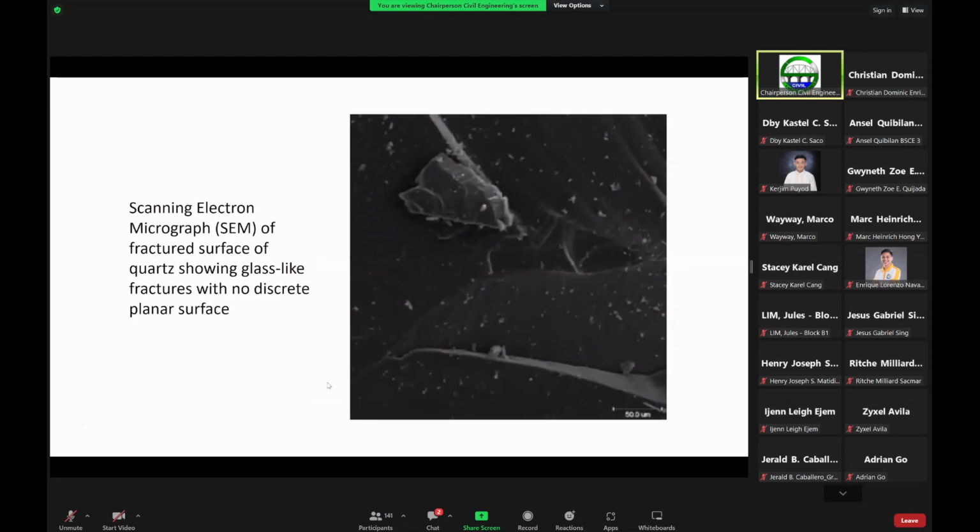Here we also see the scanning electron micrograph, SEM, of a fractured surface of quartz, showing glass-like fractures with no discrete planar surface. This is how your soils will look if you try to zoom in to their structure.